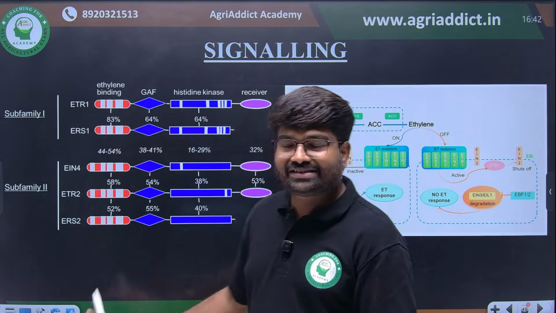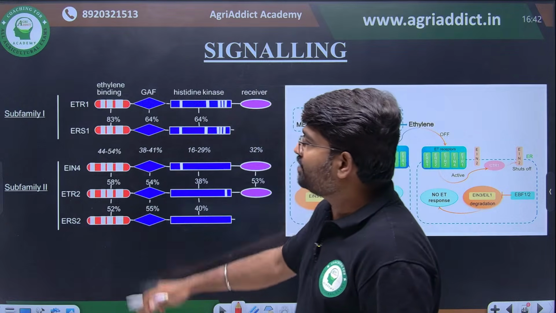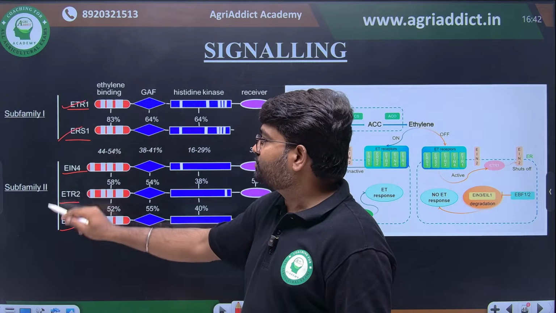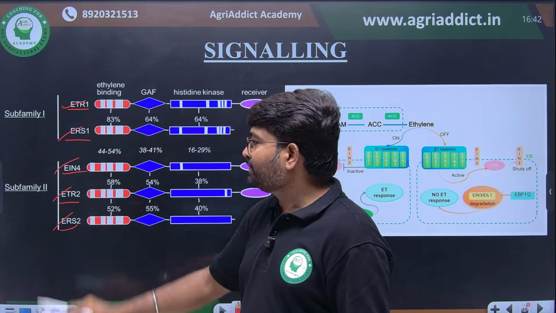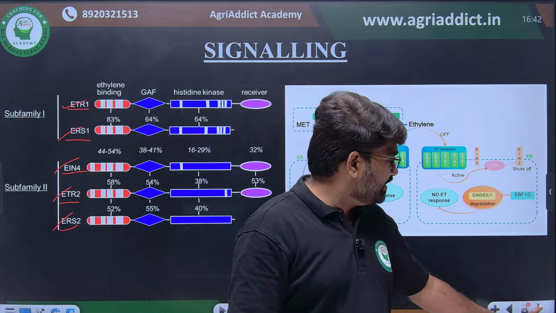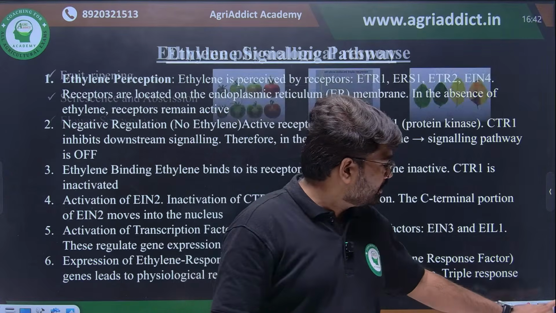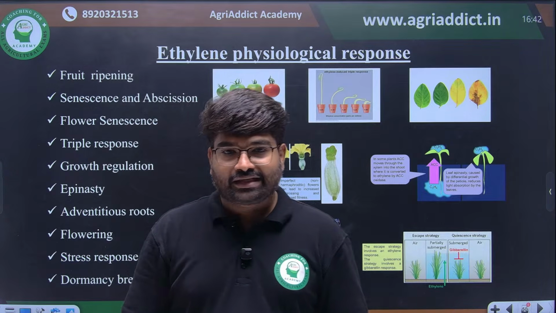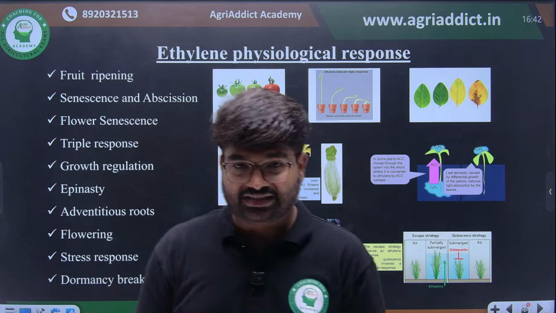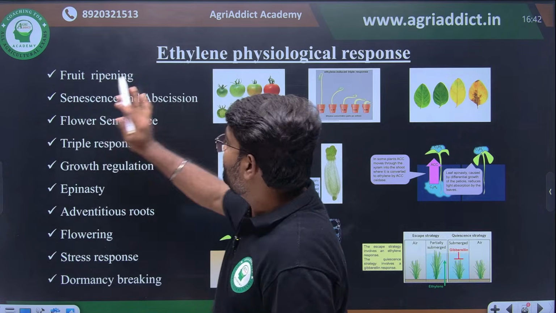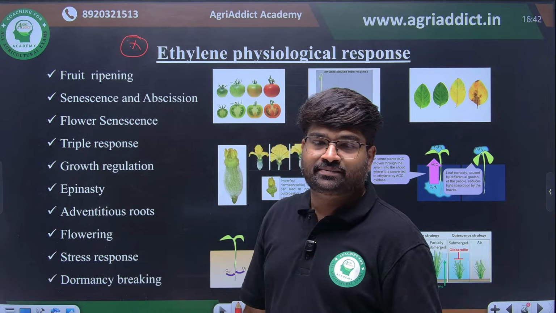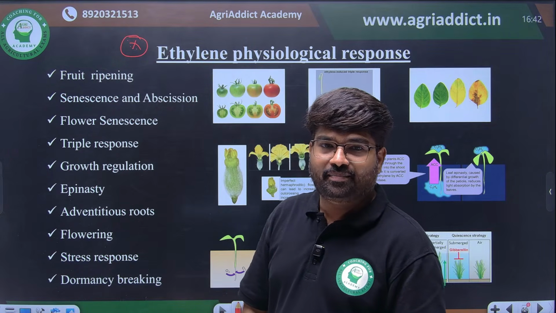About the signaling, I already told you. Just remember the receptors for ethylene are ERS1, ERS2, ETR1, ETR2 and EIN4. These are the examples of receptors. You don't need to read in detail, just read about the receptors. Now we are coming to the most important thing, the physiological responses. From here, they are repeatedly asking questions about ethylene.